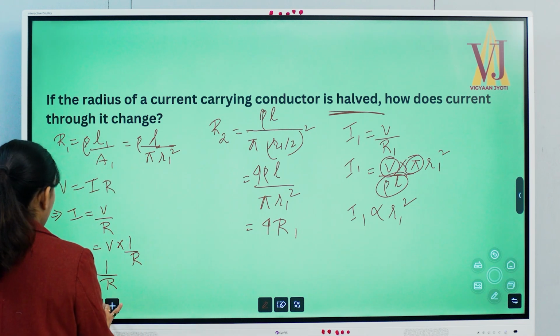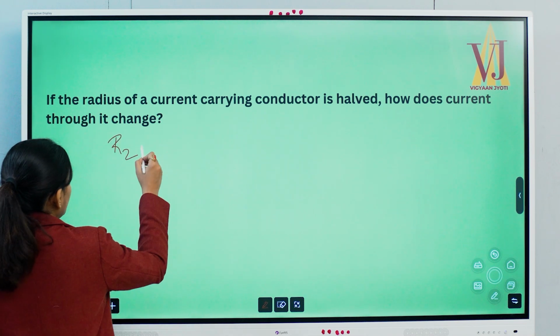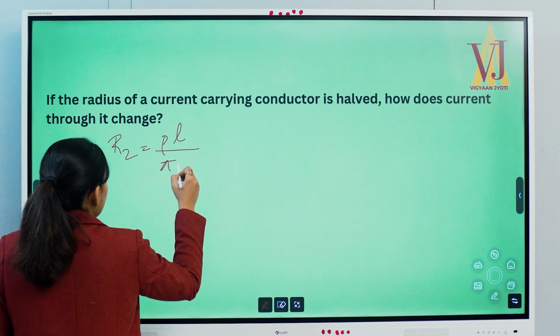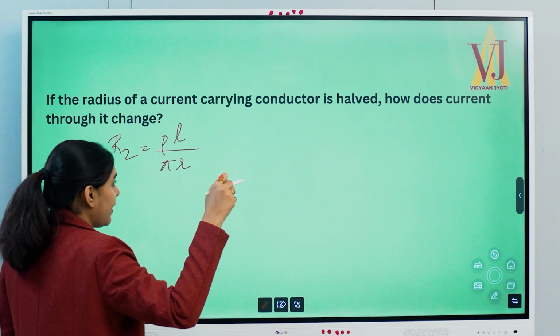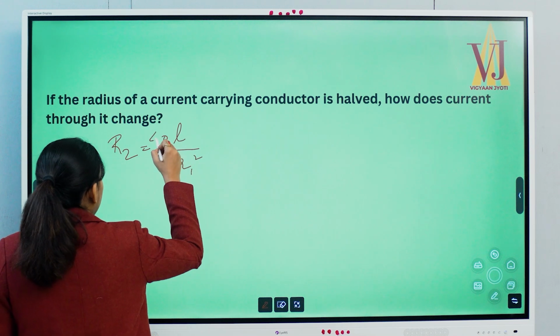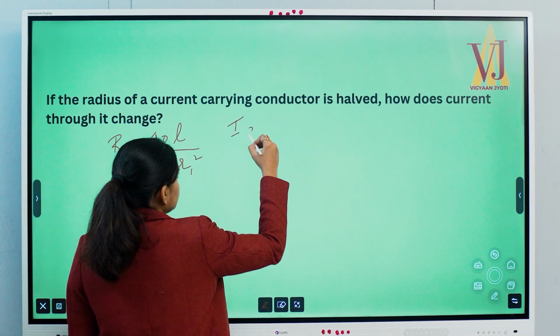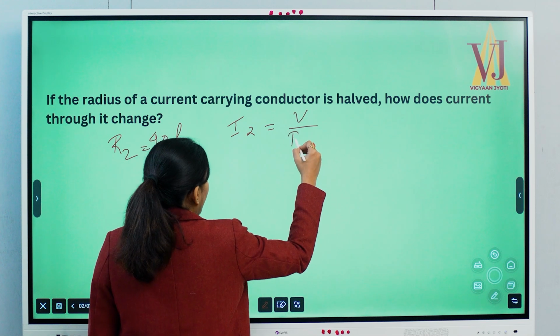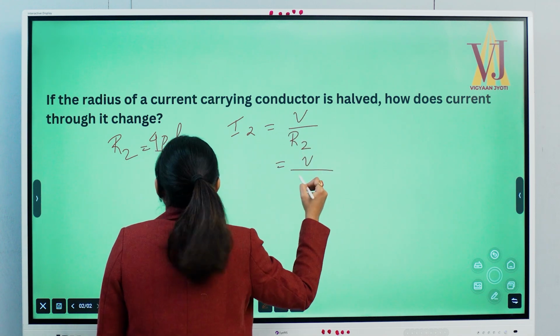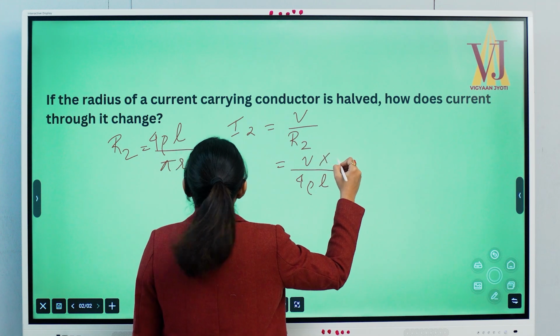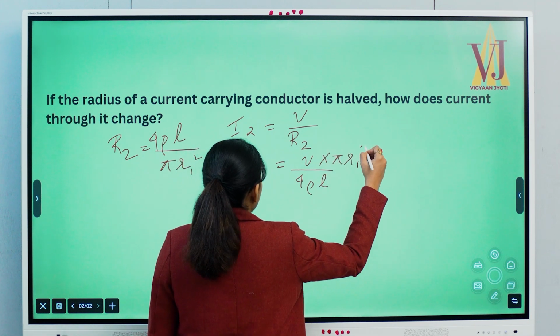Clear? So I'll just put here once again. R2 is equal to rho L by pi R1 square, since it gets divided, so it's R1 square, and up 4 it will go. This is what we have as the resistance. Now I2 is equal to V by R2. So V by R2 means 4 rho L, and up it will go here pi R1 square.